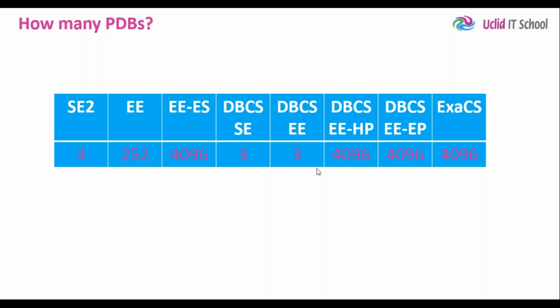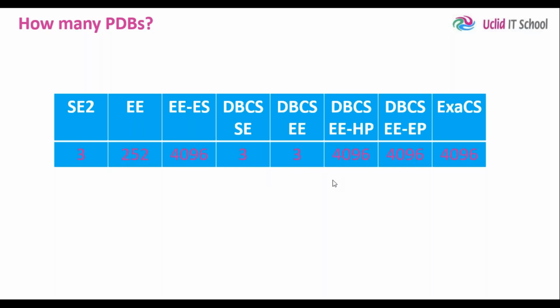In the cloud, Oracle offers different services. You have DBCS, Database Cloud Service. You have ExaCS, Exadata Cloud Service. Now again under DBCS, Oracle offers different editions: DBCS SE, Standard Edition; DBCS EE, Enterprise Edition; DBCS EHP, Enterprise Edition High Performance; and lastly DBCS EEP, Enterprise Edition Extreme Performance.